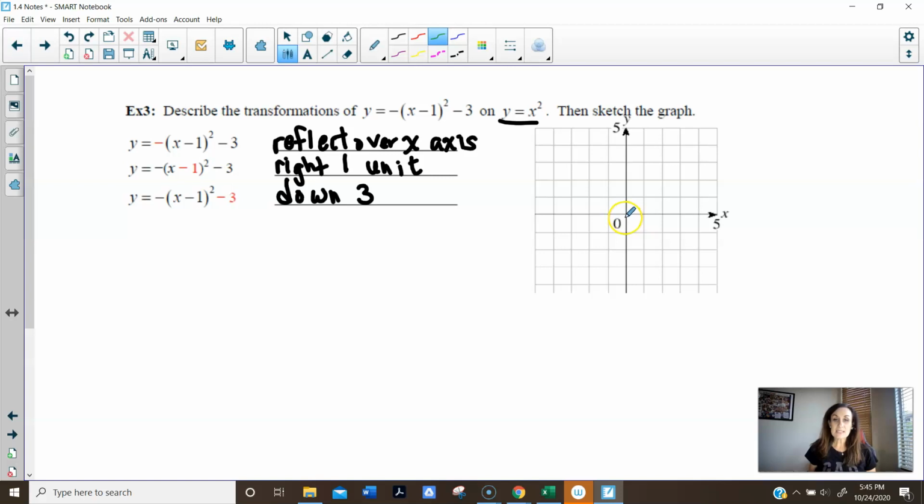So let's start at 0, 0. Let's move to the right 1, and let's move down 1, 2, 3. Now this parabola, instead of opening up, is going to open down. And so we're going to just go ahead and open down, and we're going to get something that looks like this down below. Kind of missed that point.